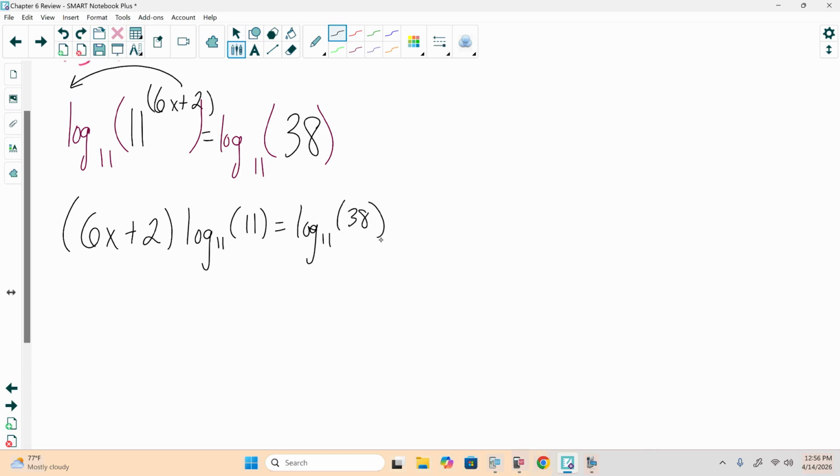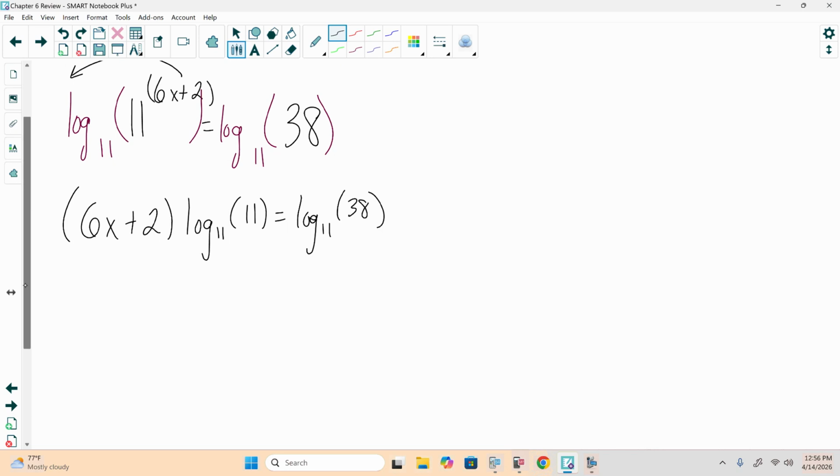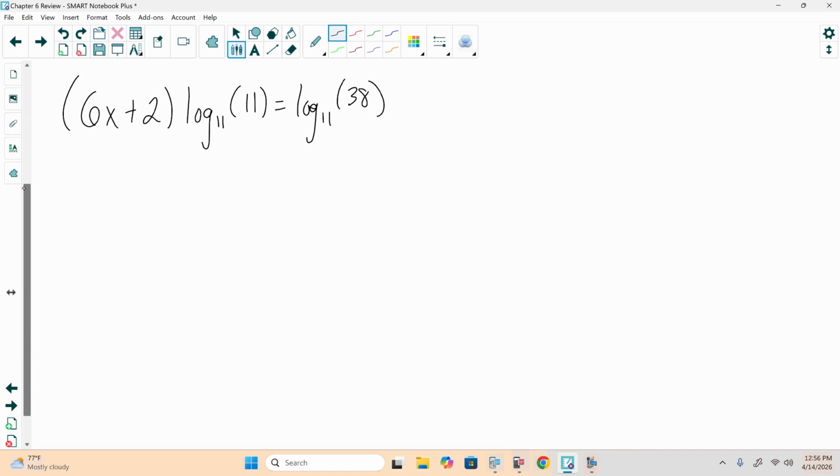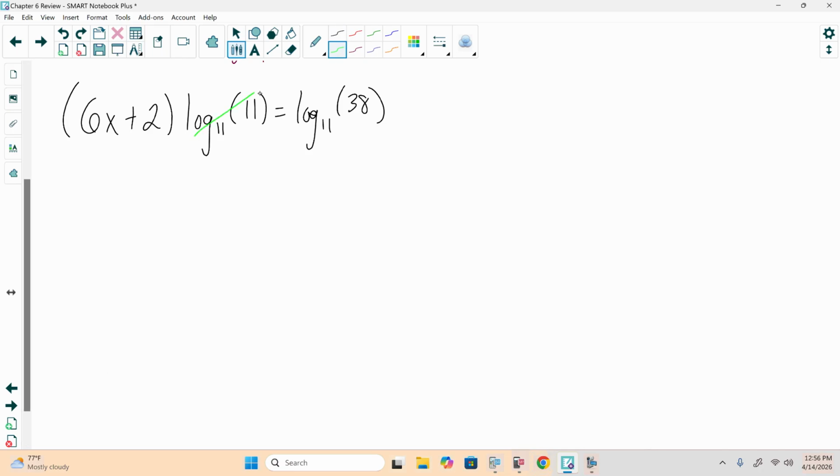So we're going to apply log base 11 to both sides, use our power property on the left-hand side, to rewrite it so that we have (6x plus 2) times log base 11 of 11 is equal to log base 11 of 38. Again, log base 11 of 11 is 1. And that's nice because it tells us that the left-hand side is just going to be 6x plus 2.